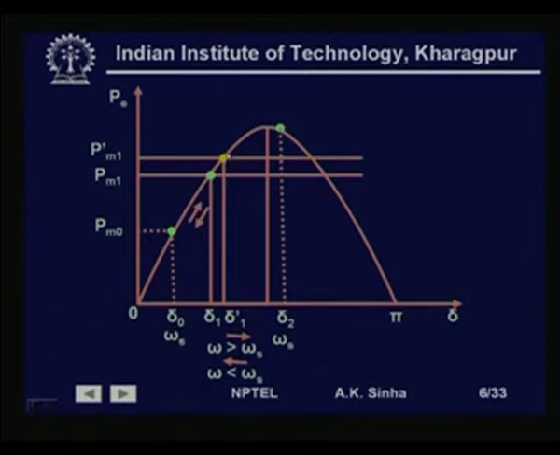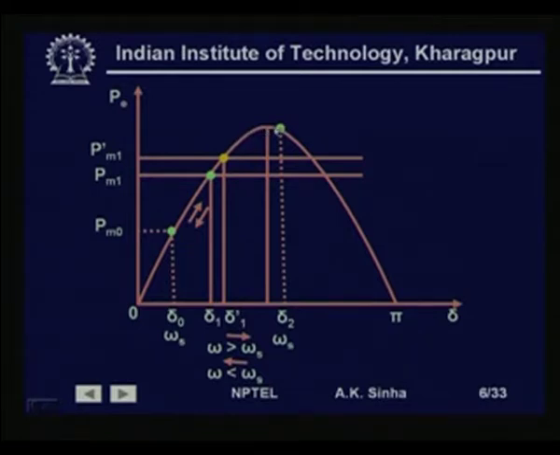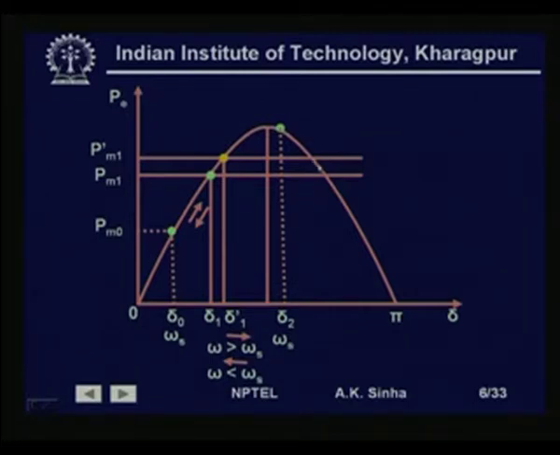As soon as we go beyond this point, we have electrical output more than the mechanical input. So, there is deceleration and speed will try to keep coming down, but since it is still super synchronous speed, the delta angle will keep on increasing. Now, suppose we have not reached the synchronous speed till we cross this point. Then we have mechanical input equal to this much and electrical output less than this. Since the speed is still more than synchronous speed, we now have accelerating power available, that is, mechanical input is more than the electrical output.